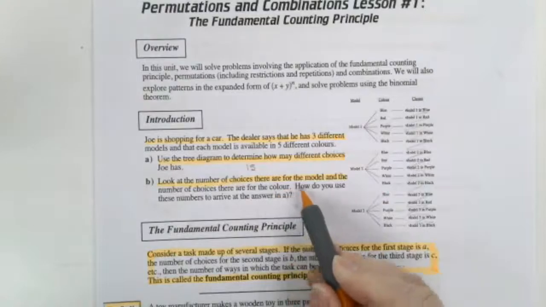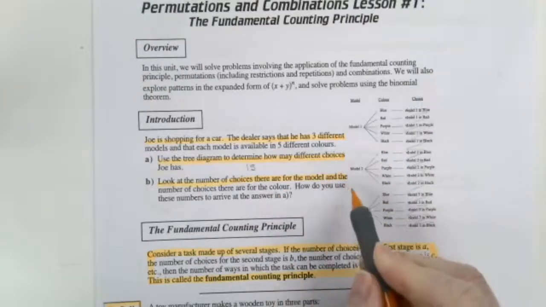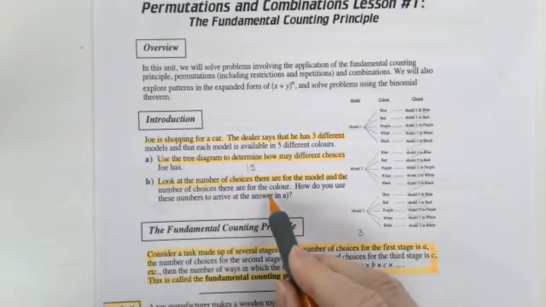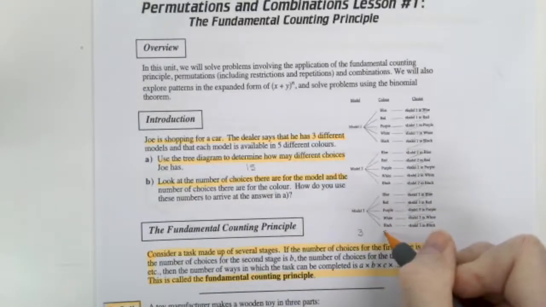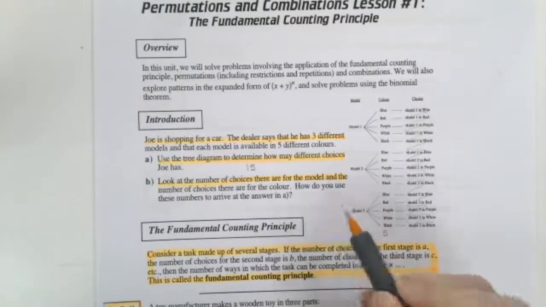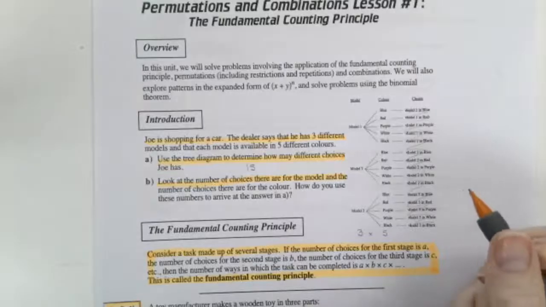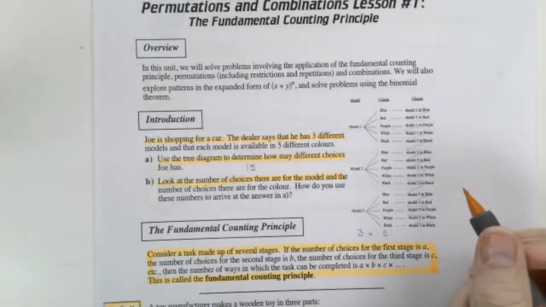Look at the number of choices there are for the model. So 3 different choices for the model. And the number of choices for the color: 5 different choices of the color. And how do you use these numbers to arrive at your answer in A? Well, if we times those together, we're going to get how many different choices that he has.